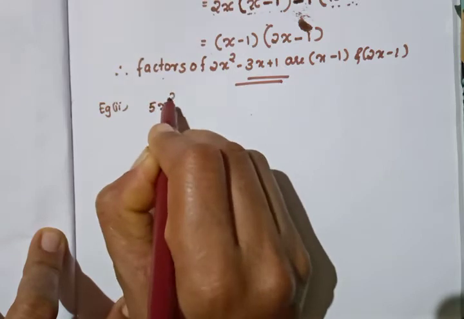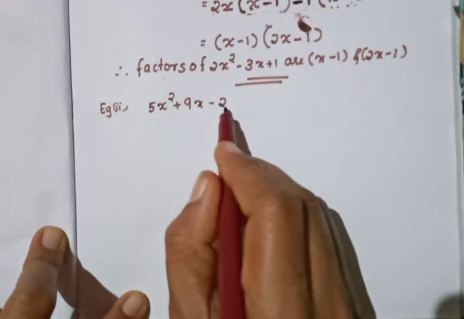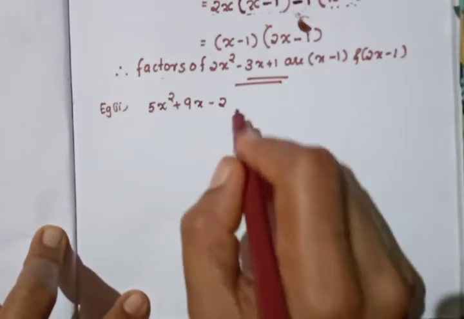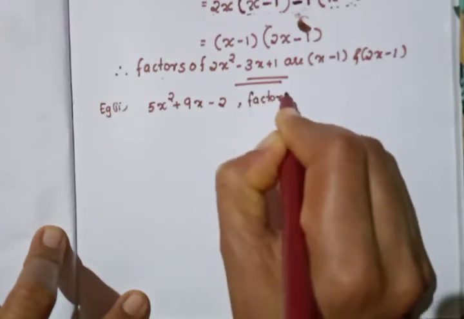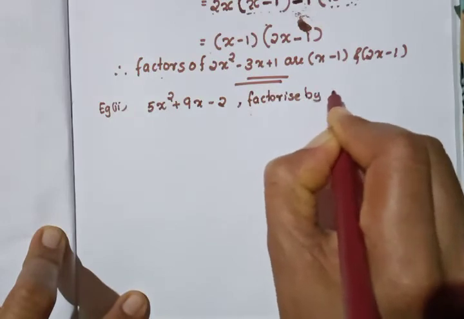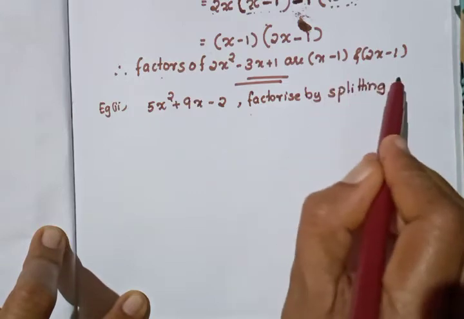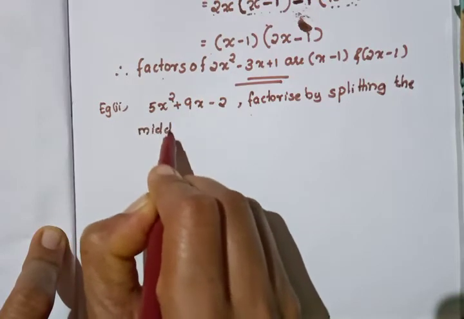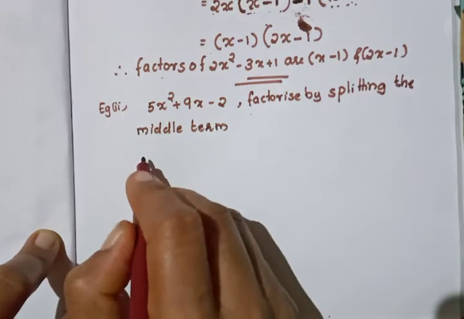So now one more example I will take. 5x square plus 9x minus 2. Factorize this by using the splitting the middle term method. Okay, so what we need to find first?